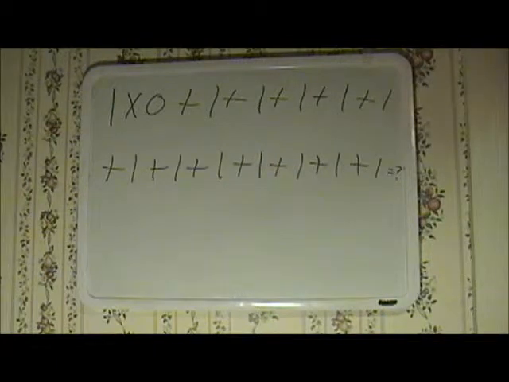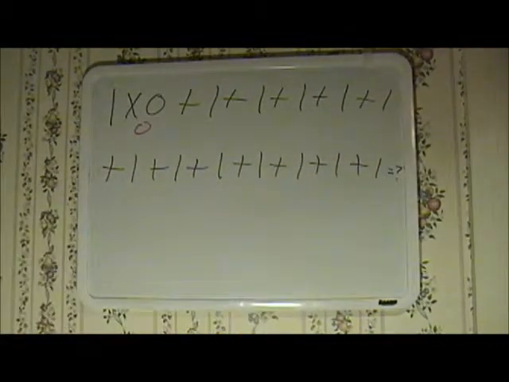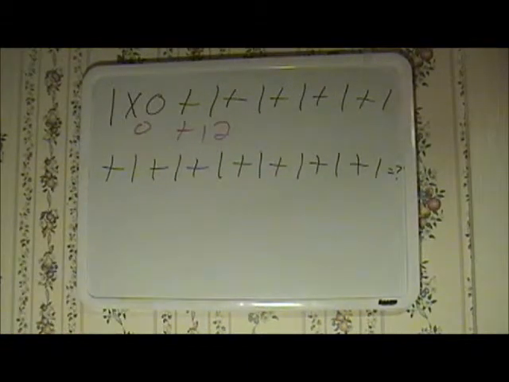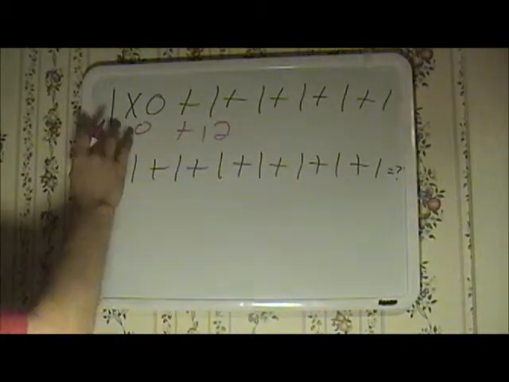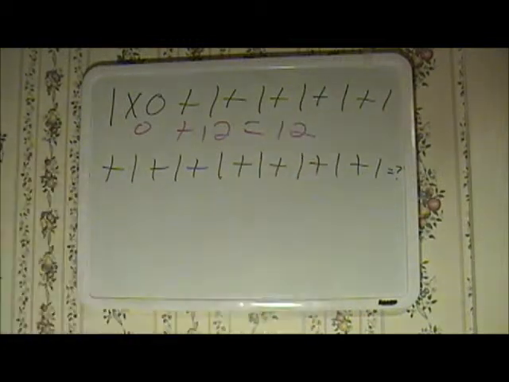We can say, okay, we have 1 times 0. Get 0. And then we add all these ones in, and there are actually 12 of them this time and not 13. You got your 1 plus 12. I'm sorry, your 0 plus 12, because there are 12 ones, and we know that 1 times 0 is 0. And that gives you 12.